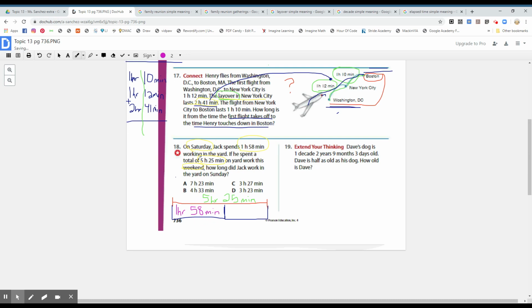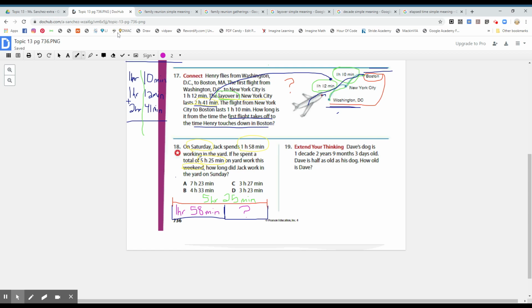Okay, so what I'm trying to find, boys and girls, is this amount. How much did he spend on Sunday? We've seen strip diagrams before, boys and girls. What do you think we should do to find what we're missing? Do you think we should add or do you think we should subtract? And boys and girls, if you said subtract, good job.